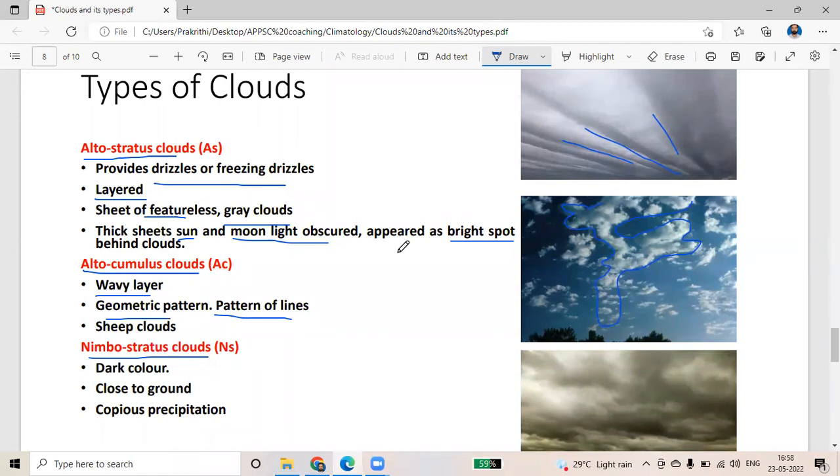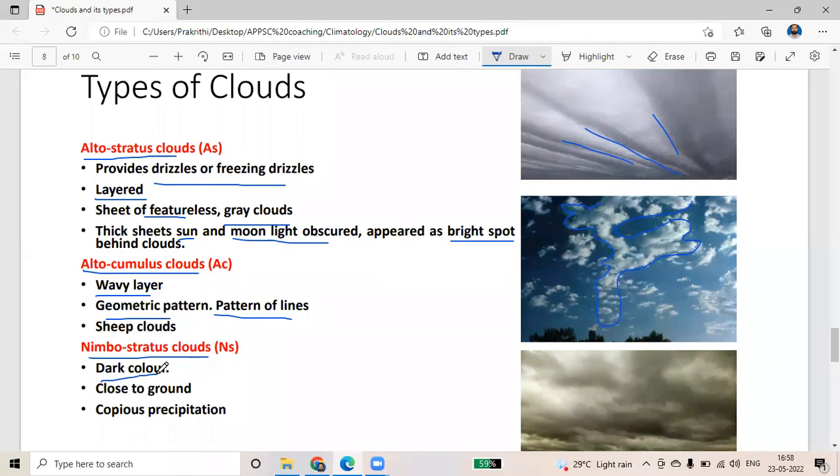Then the final one, that is nimbostratus clouds. Nimbostratus clouds are dark color. By saying nimbus, you can easily write this is dark color. By saying cumulus, you can write it is like a bunch of cotton. These two have to be remembered. And by saying cirrus, this will have a hairy shape. And by saying stratus, there will be strata, there will be layers.